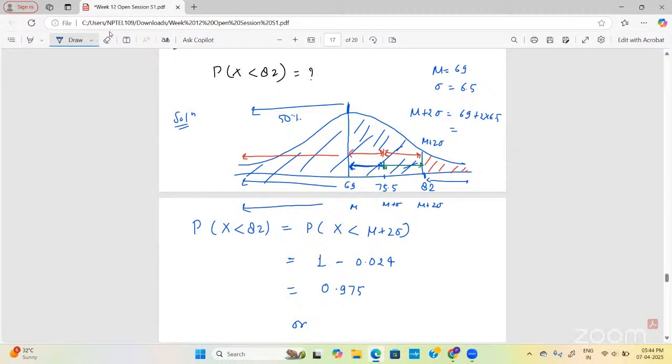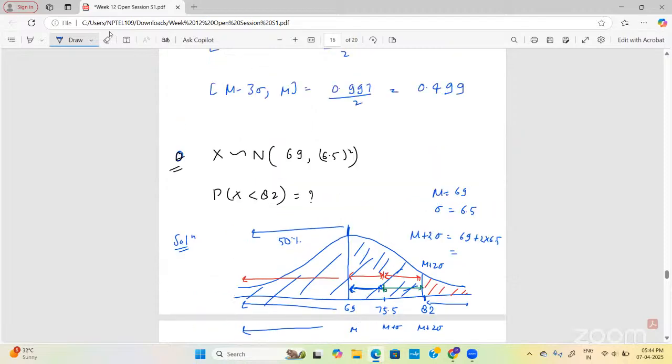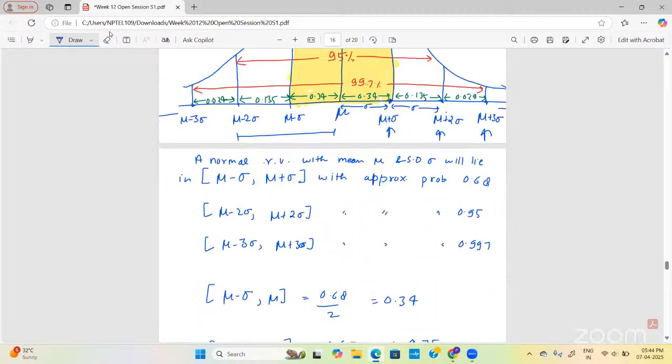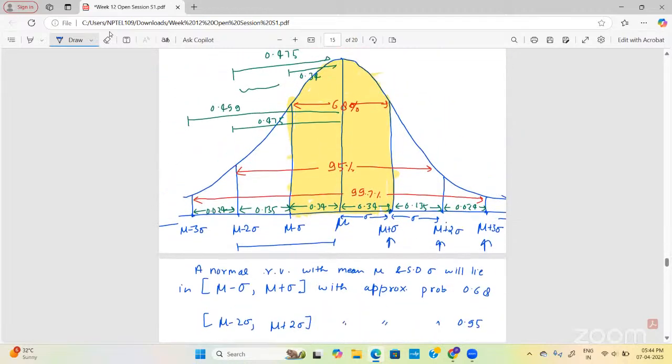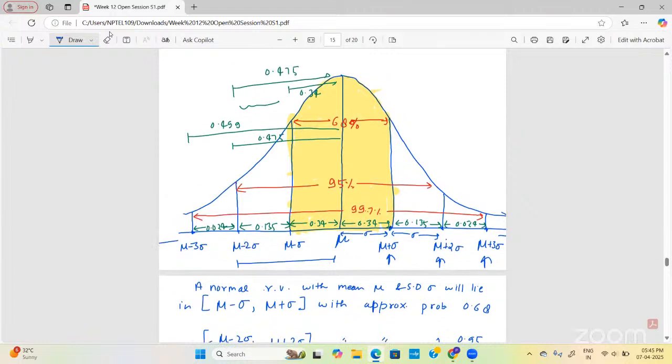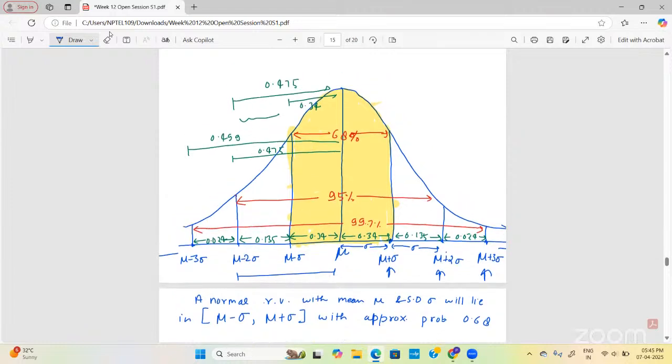Okay, thank you. Only three things you have to remember. You don't have to mug up all these things. You just remember that within one standard deviation, it contains 68%. Within two standard deviations, it contains 95%. And within three standard deviations, it contains 99.7%. Else you can calculate by your own. If you understand the figure, it is like the property of symmetry.